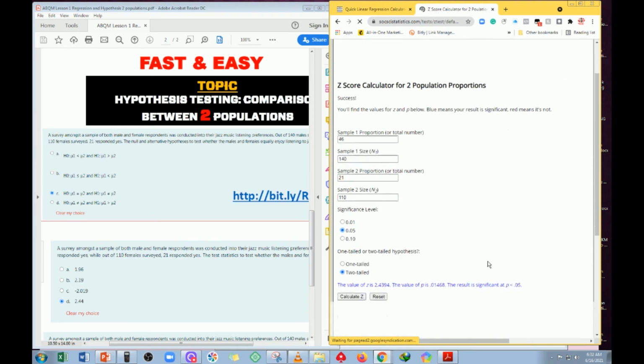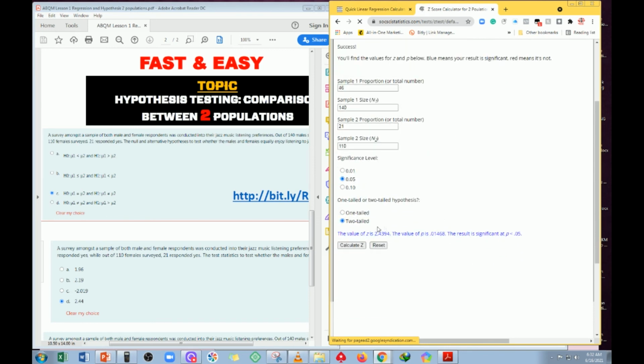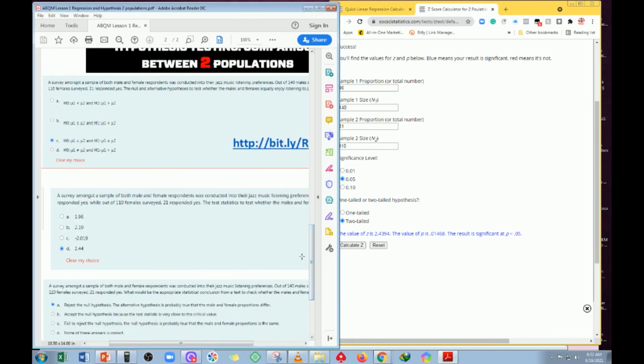Okay, so as you can see, there is our answer. The value of Z is 2.4394. When you round it off, it becomes 2.44. There is our answer right there. Very fast, very easy. No need to touch a formula. You simply put your figures and press calculate. You are done. It already calculates the p-value for you and even the result, whether it's significant or not significant.